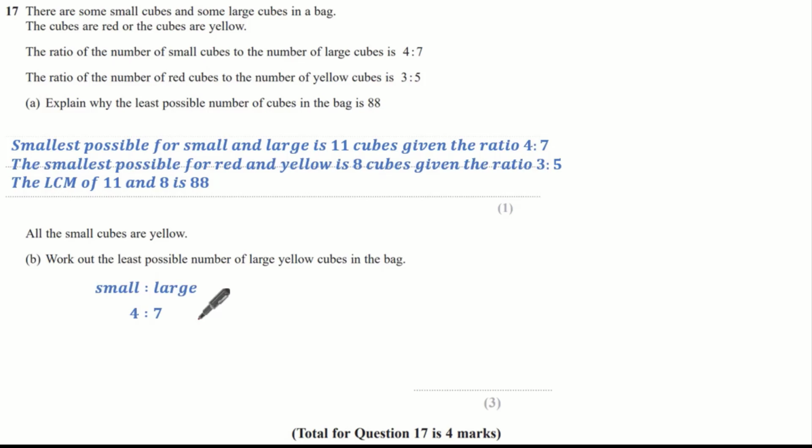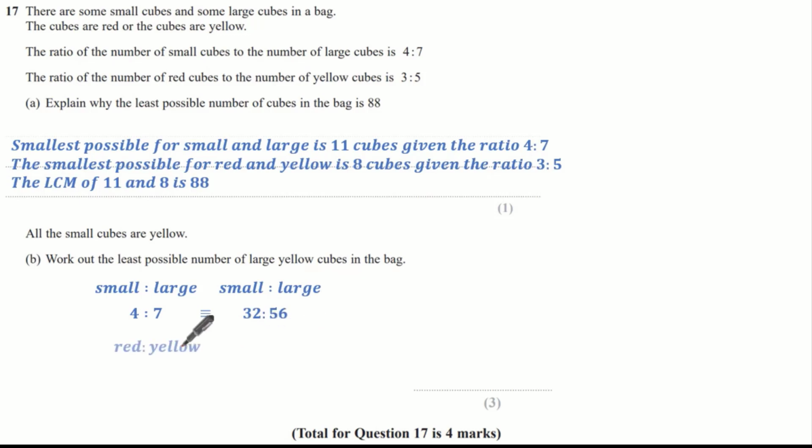We also know that the smallest possible number of cubes in the bag is 88. So 4 add 7 is 11, so to make the total of 88, I simply multiply by 8, giving me the equivalent ratio of 32 to 56, because 4 times 8 is 32, and 7 times 8 is 56. This gives me the smallest possible sum of cubes, which is 88.